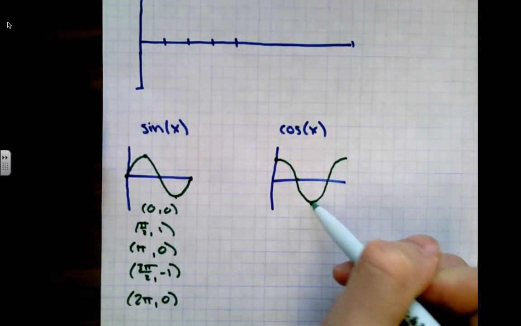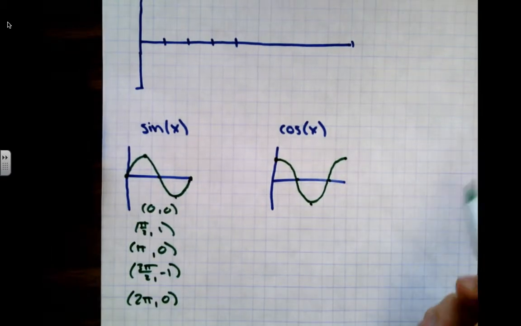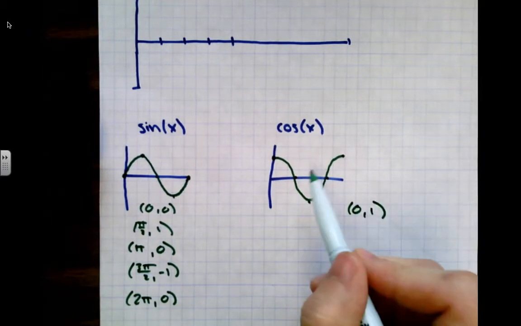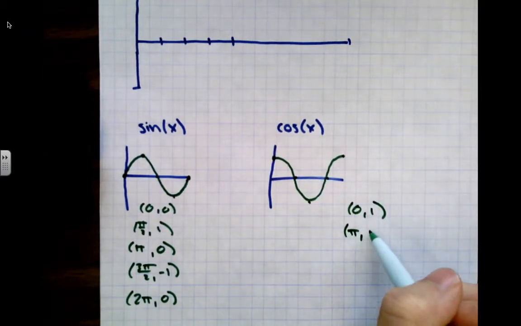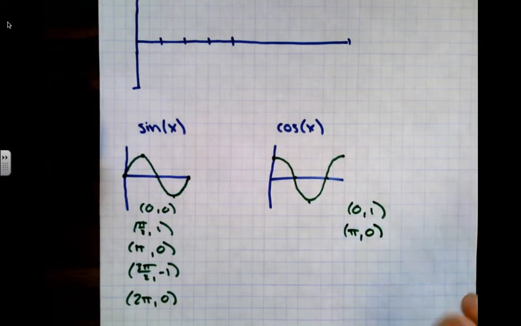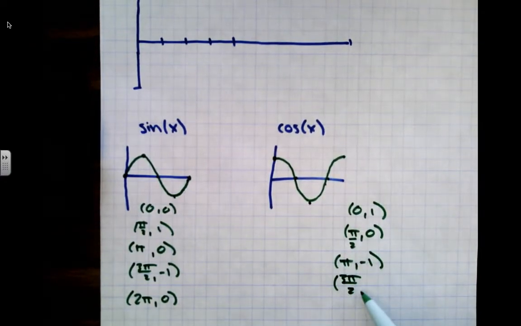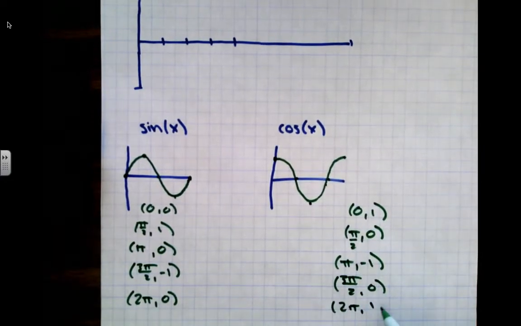Cosine curve will look something like this. And again, we want to know these 5 critical values. Anywhere there's a maximum, minimum, or a 0. This one would be the point 0, 1. This would be the point pi over 2, comma 0. I'm sorry, pi over 2, comma 0. This would be the point pi, comma -1. This would be 3 pi over 2, comma 0. And that one would be 2 pi, comma 1.